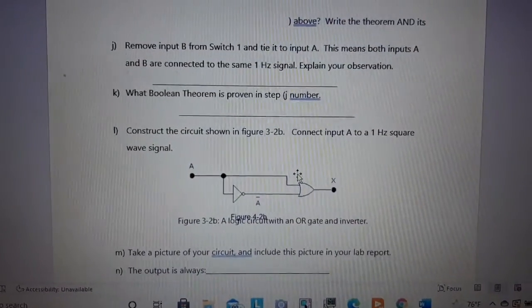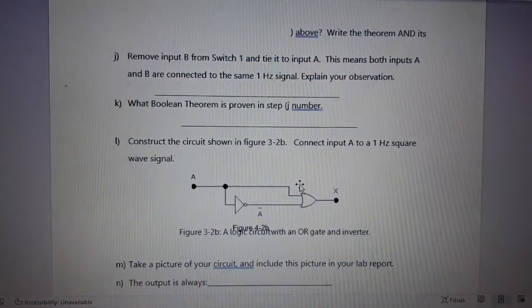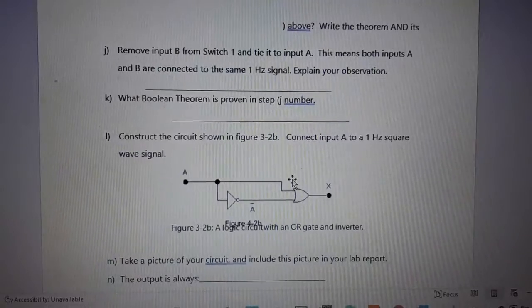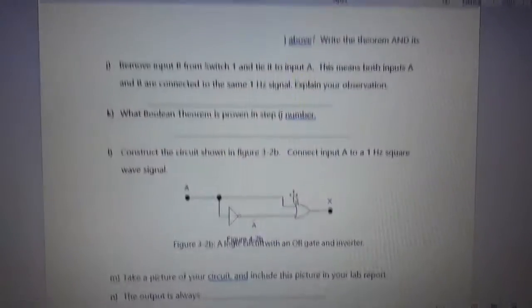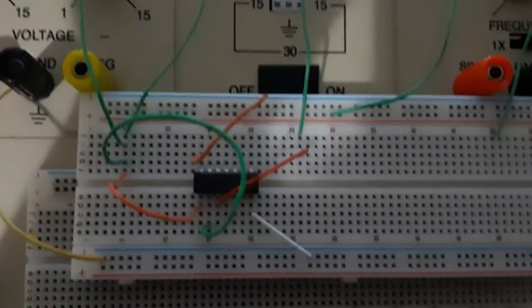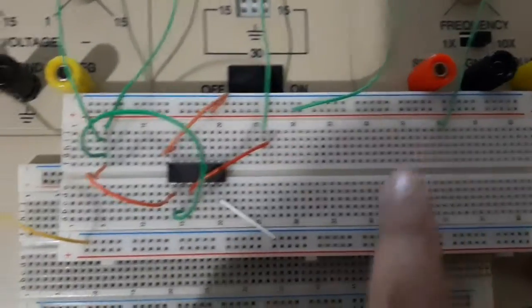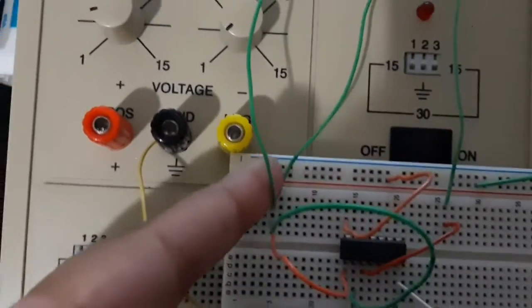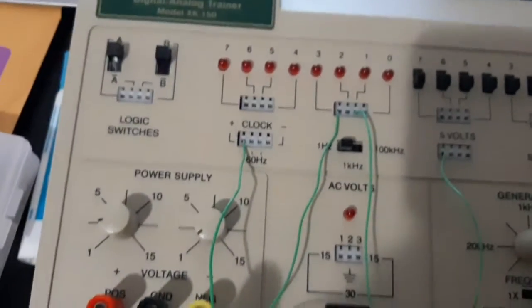So moving on now to J, it says remove input B from switch 1 and tie it into input A. So both A and B are connected to the same 1 Hz signal. All I did here was I removed it from the switch and I took pin 2, which is input B, and connected it to this row, which is connected to the square signal.